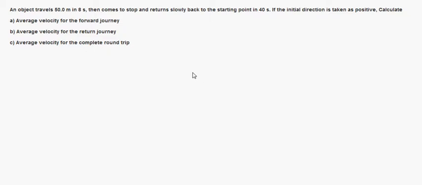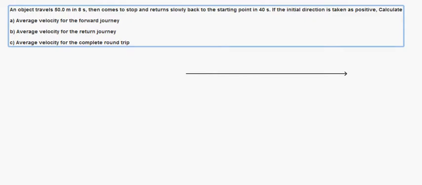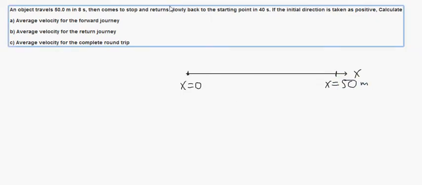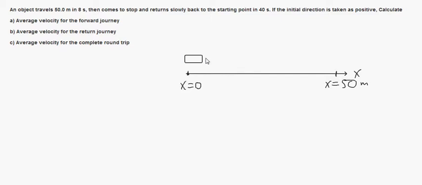Considering the initial direction as the positive direction, this is the positive x-axis. The object is starting at x equals 0 and traveling to a point where x equals 50 meters, moving in the positive x direction.